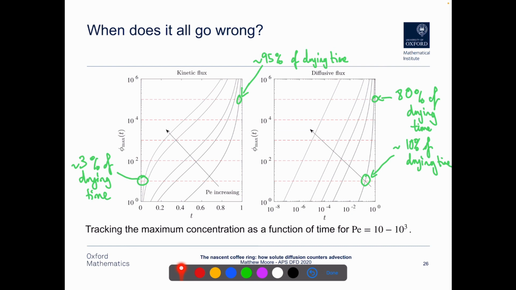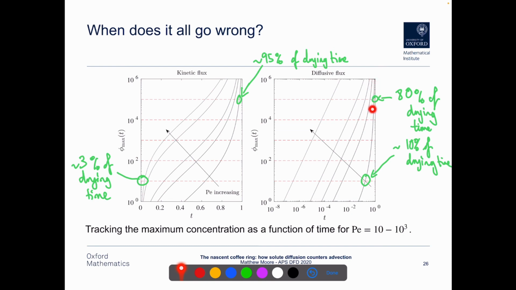On the other side of the coin, for the diffusive flux, because of the stronger singularity and therefore the quicker growing boundary layer and the faster velocity in the droplet, things break down a lot sooner. So let's look at the weakest case first. This is P equals 10, so we're right on the cusp of a large Peclet number regime. If we wanted to get to 10 to the 5, we're lasting 80% of the drying time, which is still pretty reasonable and quite nice that our model is valid for that long.